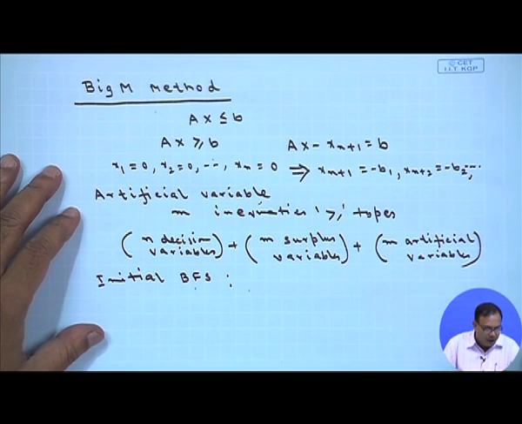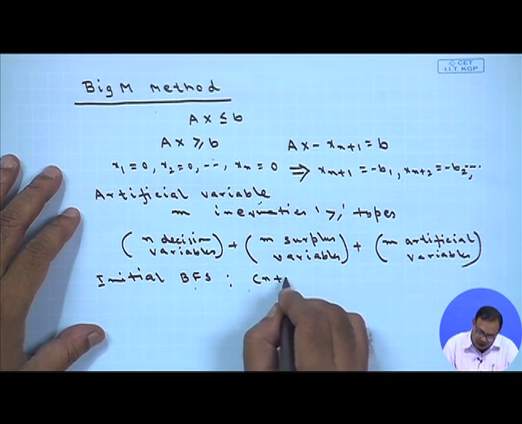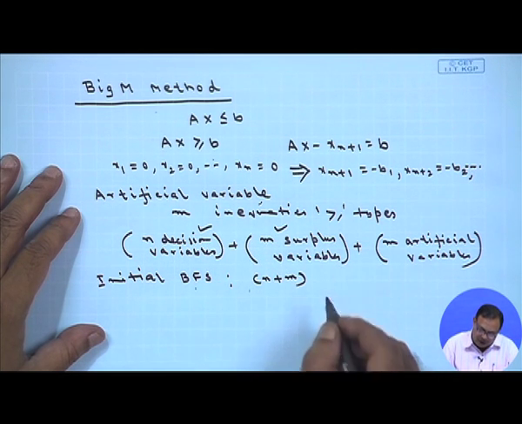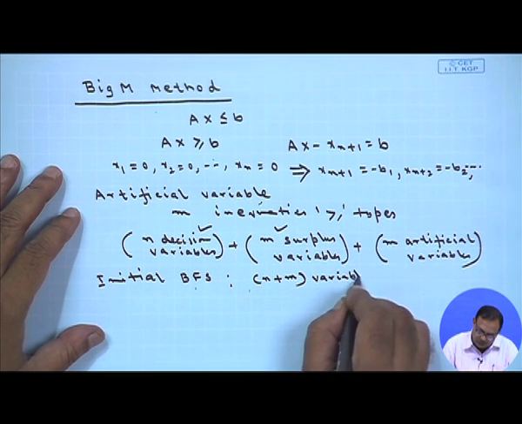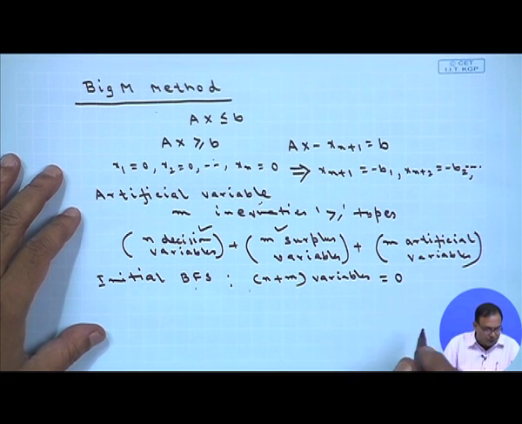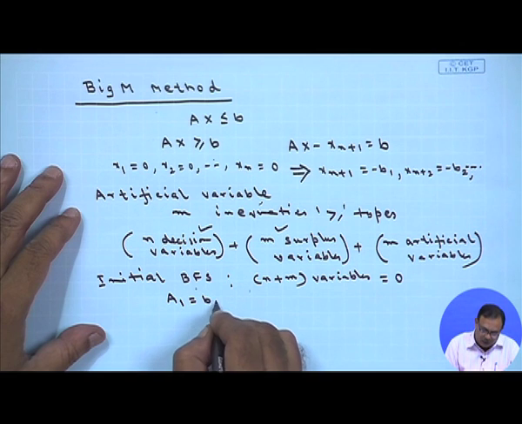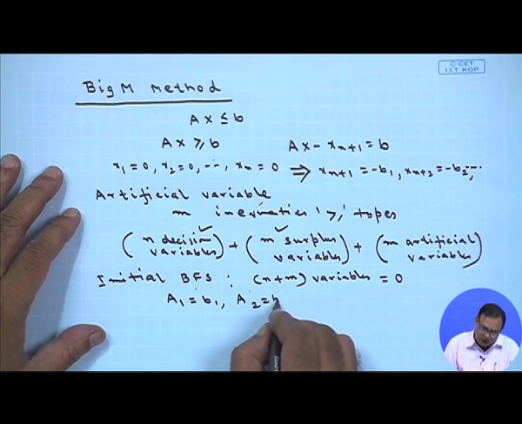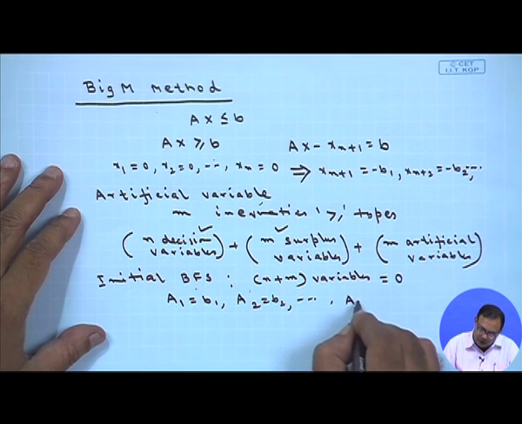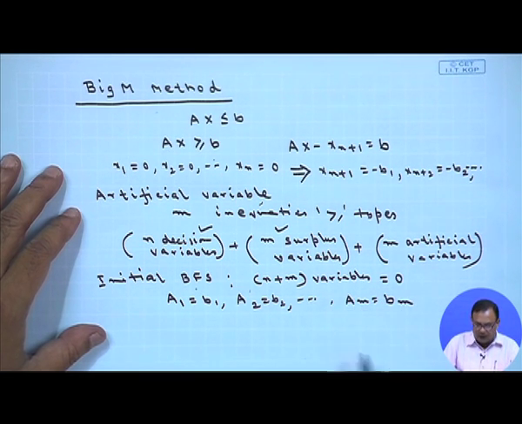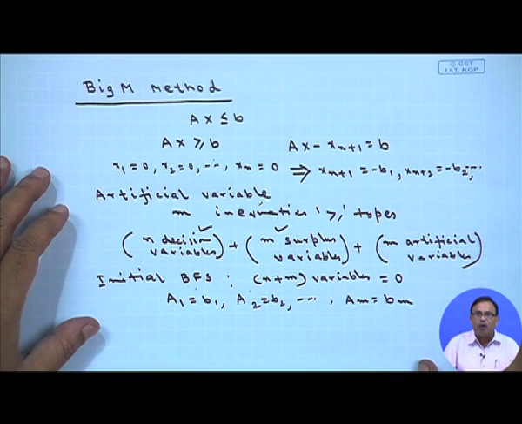The initial basic feasible solution can be obtained by making n plus m variables, that is the decision variables plus the surplus variables, equal to 0. So, you can obtain something like this. Artificial variable a 1 will be equal to b 1, a 2 equals b 2, and in that way a m equals b m. The n plus m variables will be equal to 0. So, to obtain the initial basic feasible solution, we are making n plus m variables equal to 0.